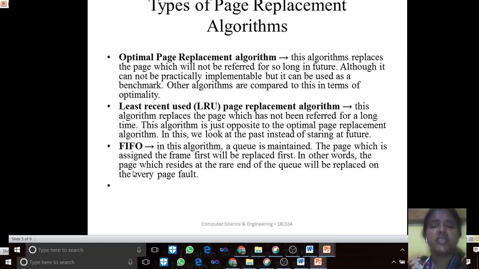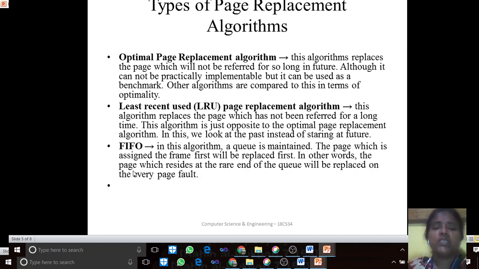Next is least recently used. The least recently used page replacement algorithm replaces the page which has not been used for a long time. This algorithm is just the opposite of the optimal page replacement algorithm. In this, we look at the past instead of looking at the future. So optimal is the optimist, and least recently used is the pessimist.